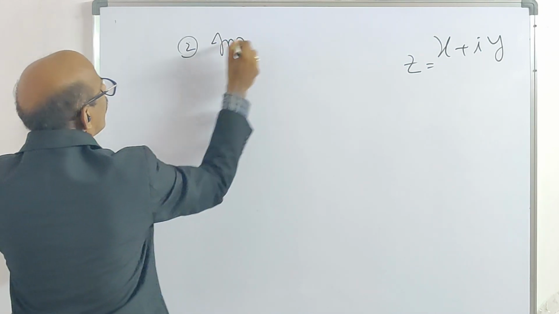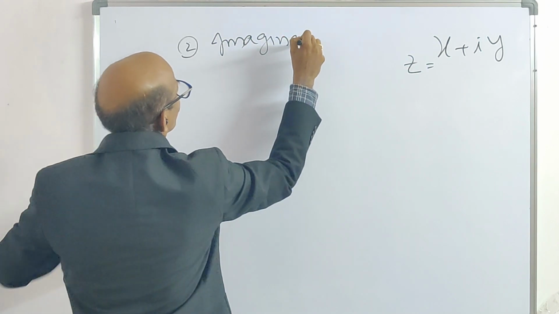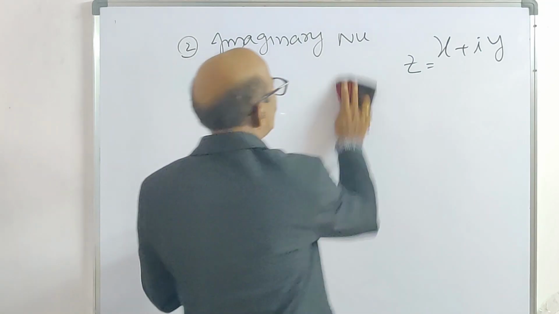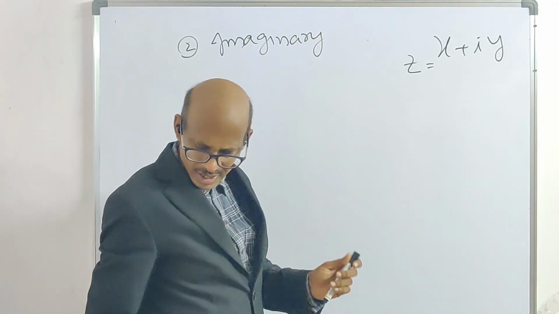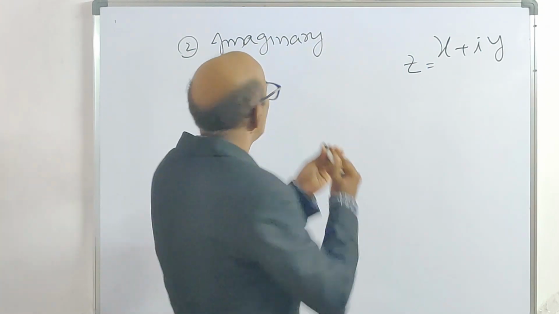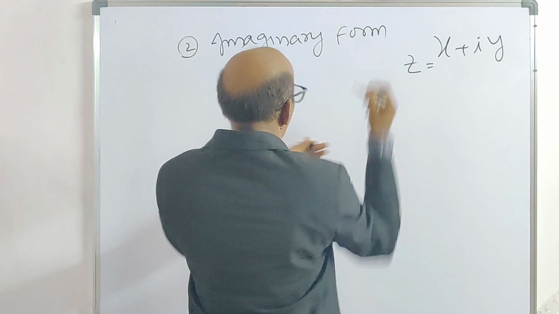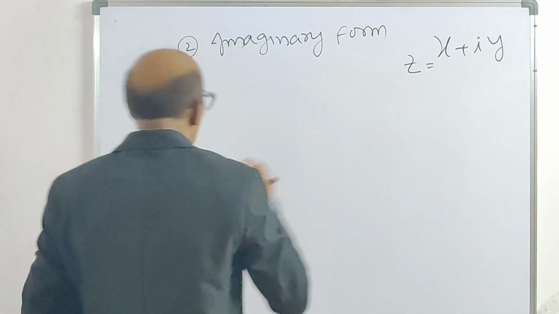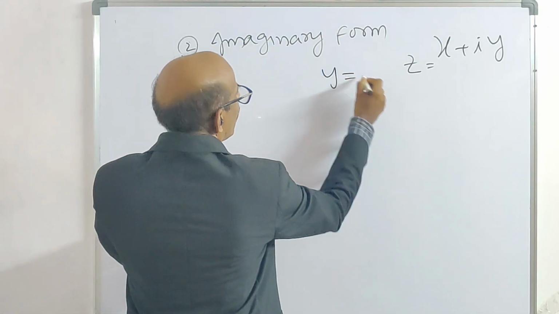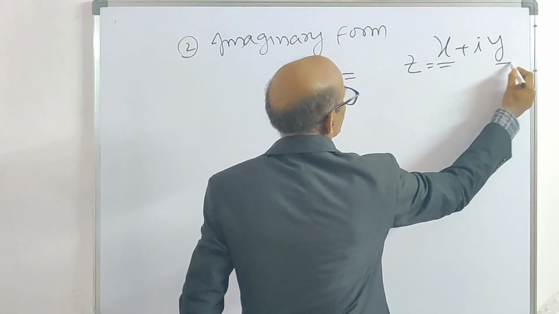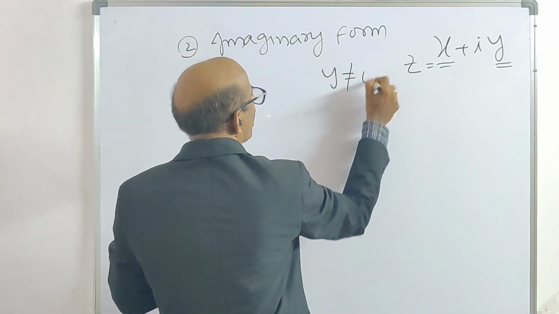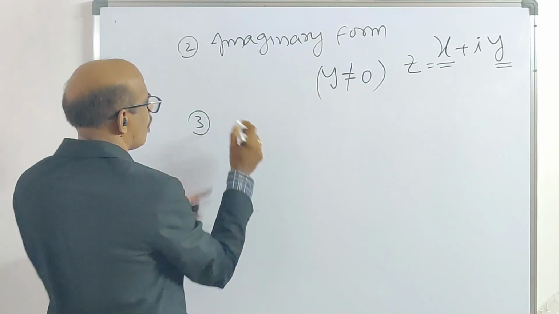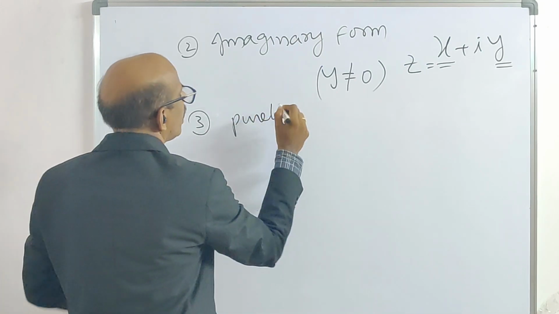Second one, the imaginary number. Imaginary number means the imaginary form. Better, an imaginary number is one linked with i. So our form is the imaginary form, while the first one was the purely real form. Imaginary form means here the real part, here the imaginary part. Imaginary part not equal to 0 is called the imaginary form. I think there is clarity after this form. Next, purely imaginary.